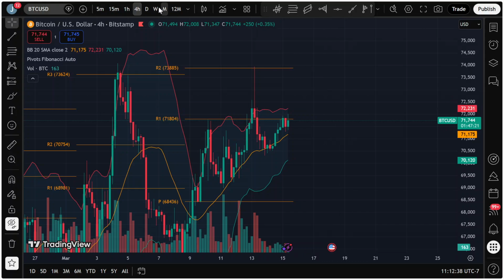And before that, we will go over the higher time frames just to kind of get a clear picture of where the price is at relative to our overall thesis and how it will continue for the rest of the year.